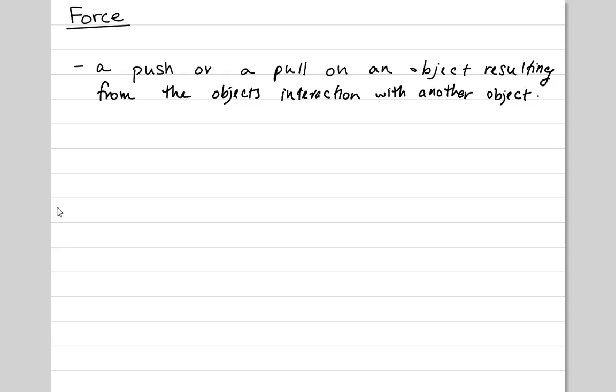Okay, so a force is a push or a pull on an object resulting from the object's interaction with another object. So what does this tell you about forces? You'll need more than one thing, right? So an object has to interact with another object. And once that interaction is gone, then the force is subsequently gone as well.